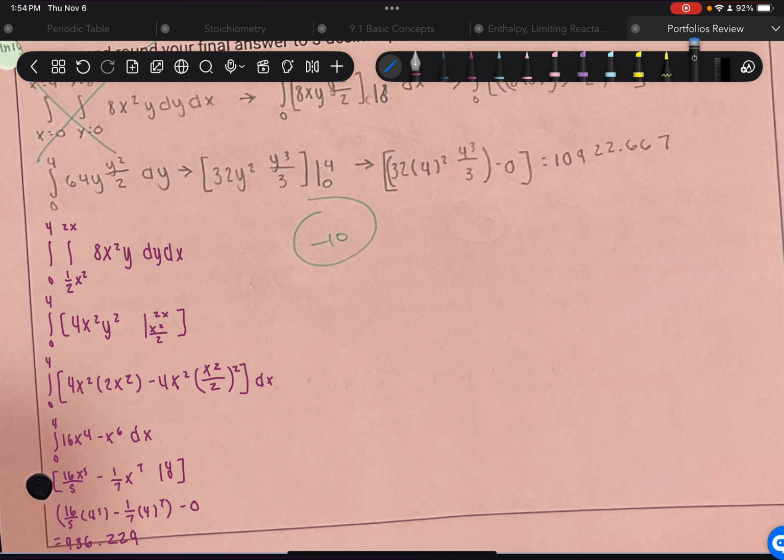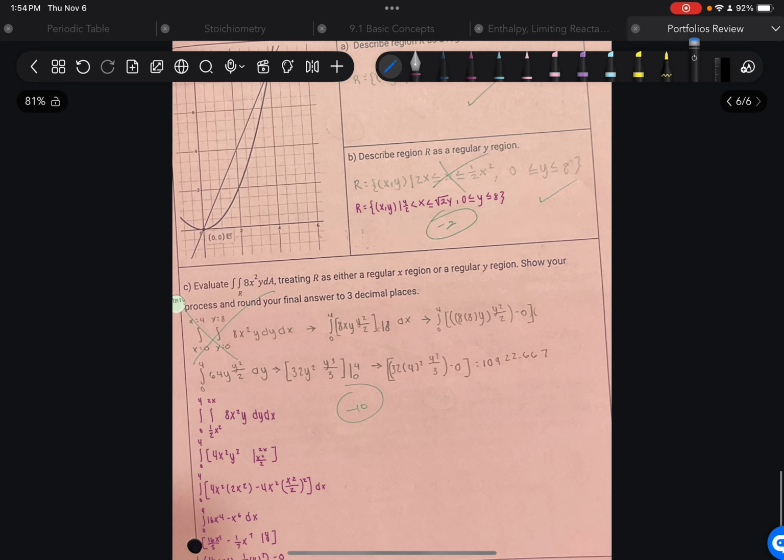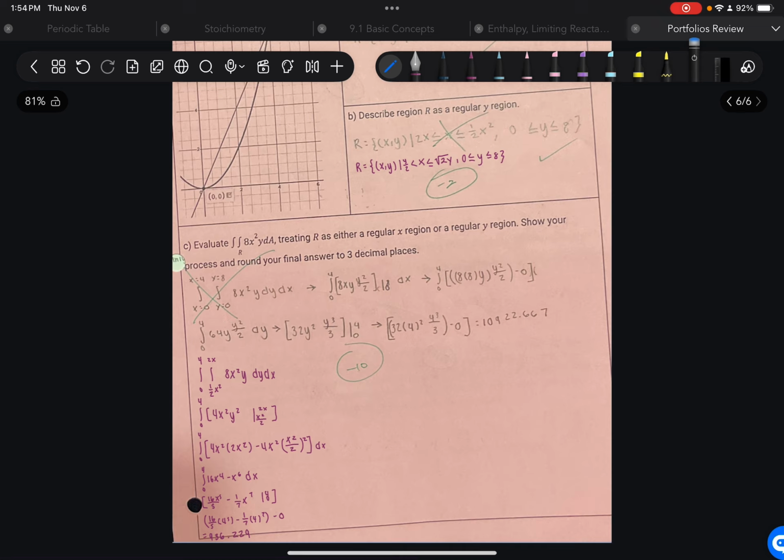So I had a lot of trouble on double integrals, and so I need to look back over that. And then other than that, I just made some small errors.